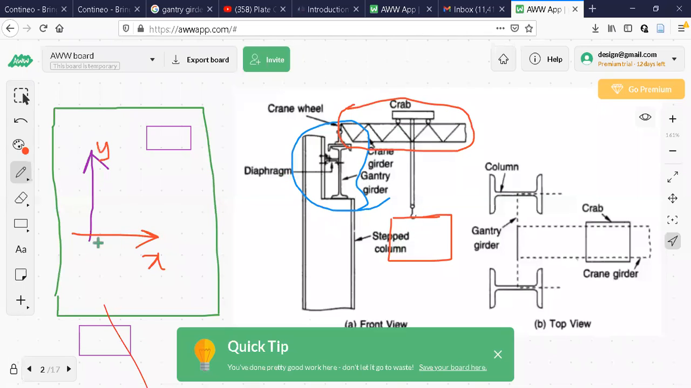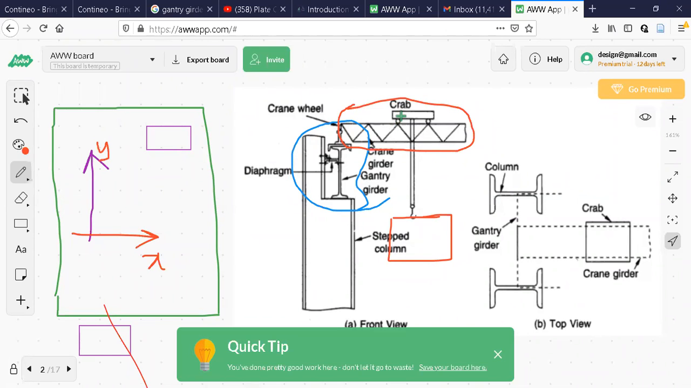Then what I will do? I will move this crane girder in the y direction. It starts moving perpendicular to the screen. Then it is taken somewhere here. Again, I'll adjust this crab. Crab starts moving now here because I want to place it here.